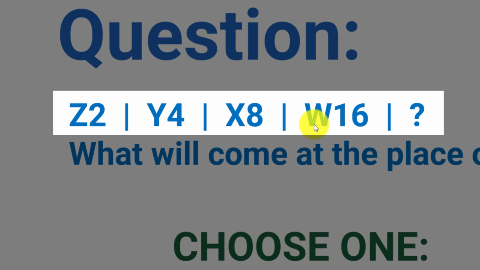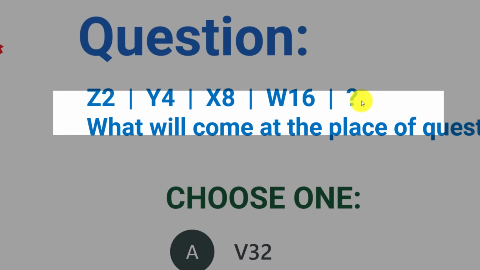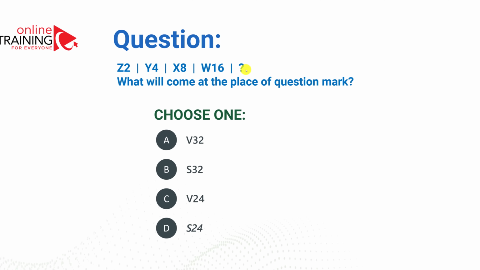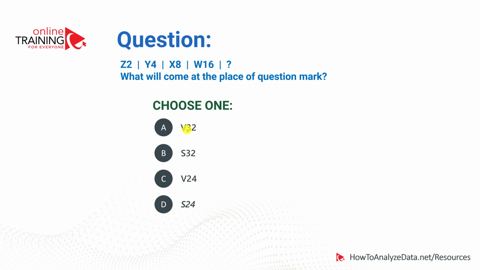So the letter before Y would be the letter that you need to put as the first character in the question mark. That's the first pattern. Then the second pattern is the pattern of numbers increasing. You have numbers increasing in the power of 2: 2, 4, 8, 16. So the next one here would be 32. So the correct answer here is V32.